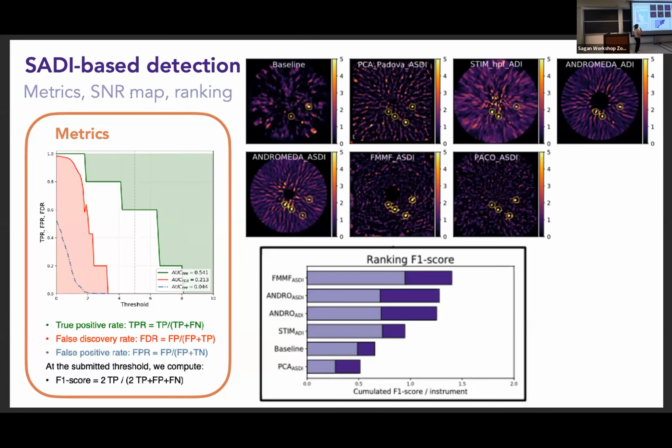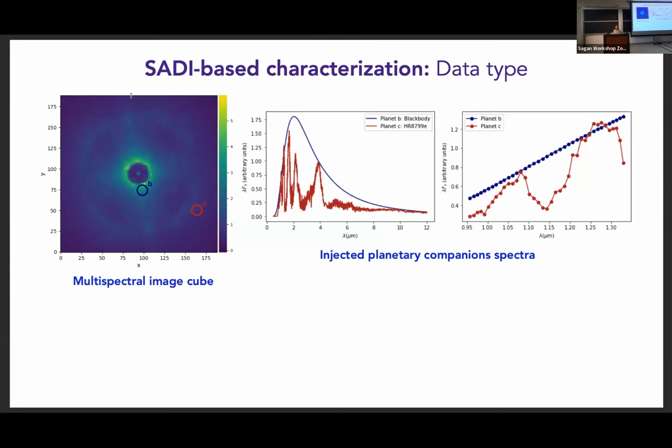Based on those metrics, we had the ranking with different types of scores. It's one example here of who does better. It seems that FMMF, no advertisement here, is doing amazing. Keep it for yourself. Anyway, the second phase of the challenge, as I said, is characterization. So we injected planets into multispectral data, at given positions that you see on the left and with given spectra, as you see on the right.